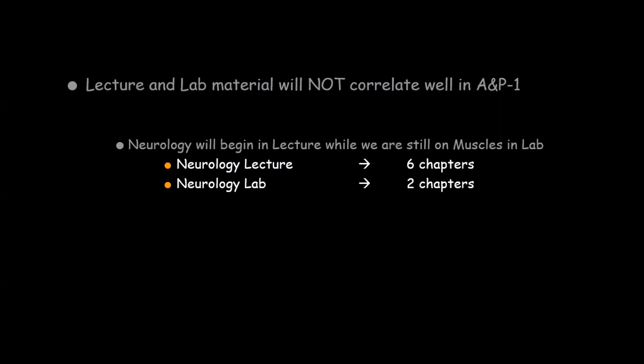But I need you to have a little bit more time with that, but we need to go further with the lecture of neurology. So it's kind of split into 2, all right? There's nothing you could do. As opposed to A&P2, that works pretty well where it correlates the lab with the lecture, meaning that if you're doing the digestive system in lecture, you're probably doing the digestive system in lab.